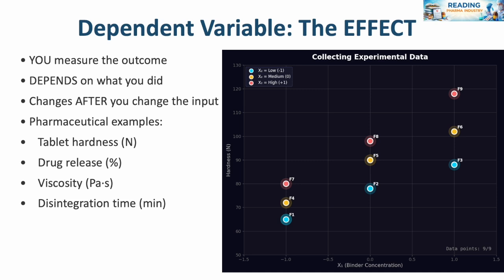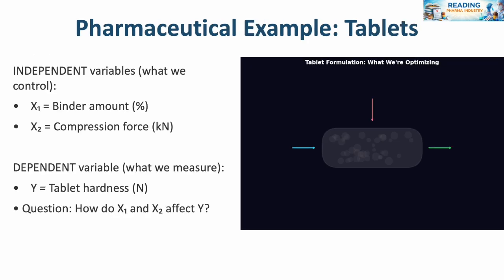And here are some common dependent variables that you're going to see often when you do any pharmaceutical formulation. Tablet hardness, how strong the tablet is; drug release, how much drug dissolves; viscosity, how viscous or thick a liquid is; disintegration time, how fast a tablet breaks apart. You notice that all these things you measure after you've done the experiment.